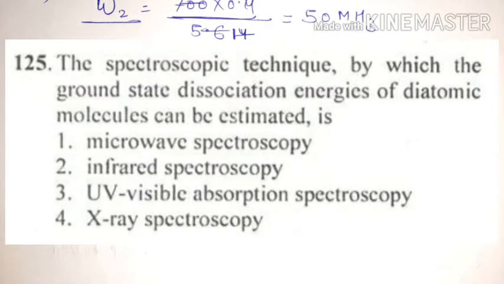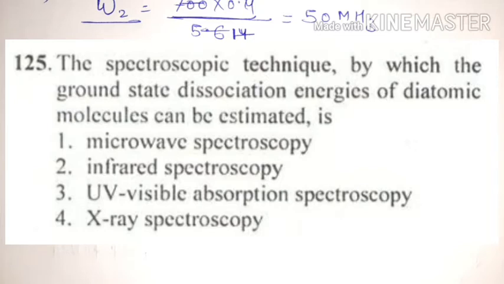And see, it says the spectroscopic technique by which the ground state dissociation energies of diatomic molecule can be estimated is, and we have 4 options, that is microwave, IR, UV visible absorption or X-ray spectroscopy. Okay, so friends, it is a very simple and direct question. The answer of this question is your option number 2, that is infrared spectroscopy.